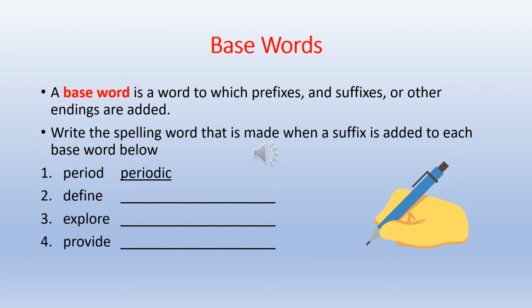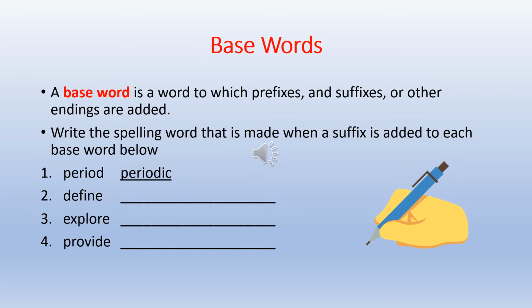Okay, let's continue with the lesson for today. Base words, and I have the definition right here at the top of this page. What is a base word? It is a word to which a prefix and suffix or other endings are added. Now I have an exercise right here, and you have to complete this exercise as homework. The instructions say, write the spelling word that is made when a suffix is added to each base word below.